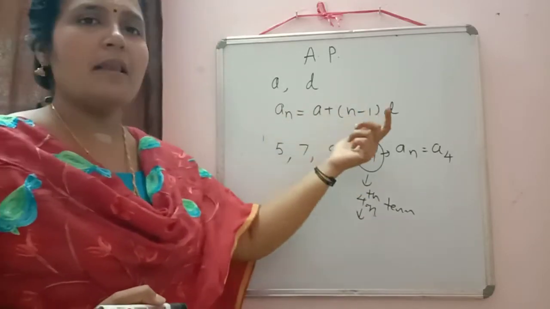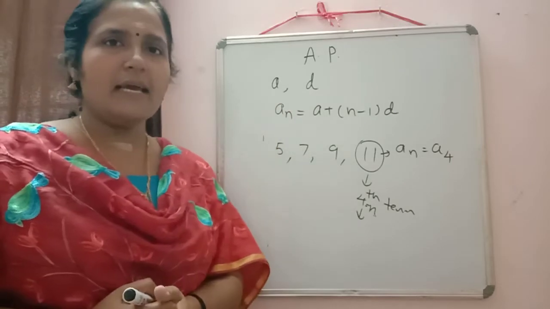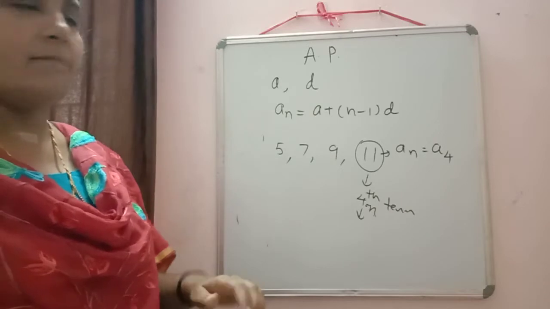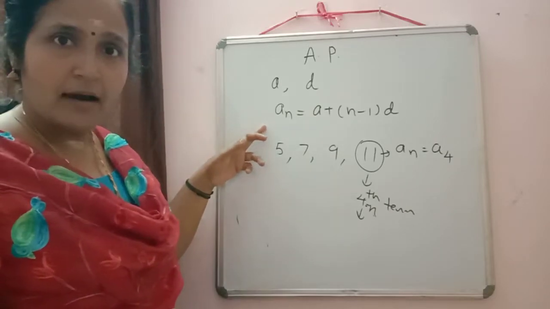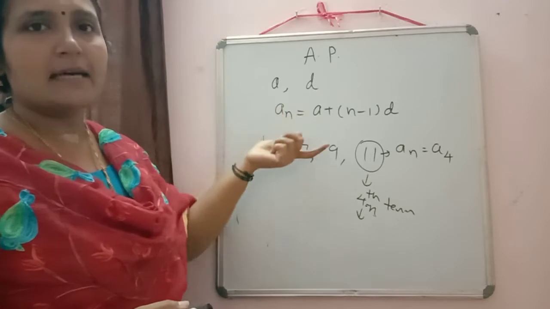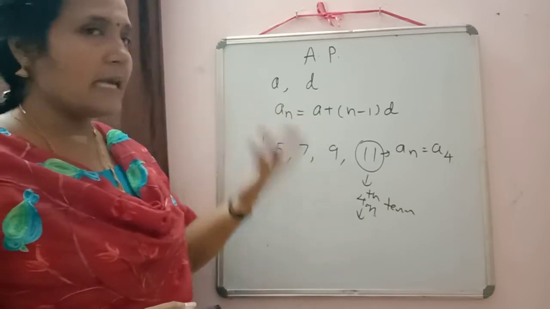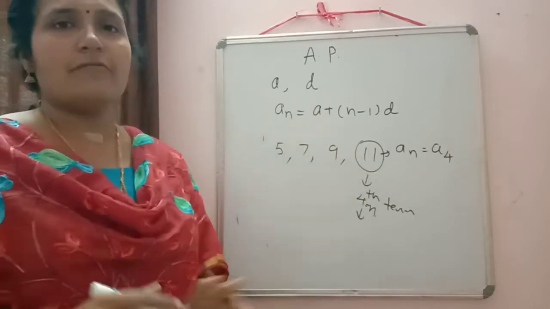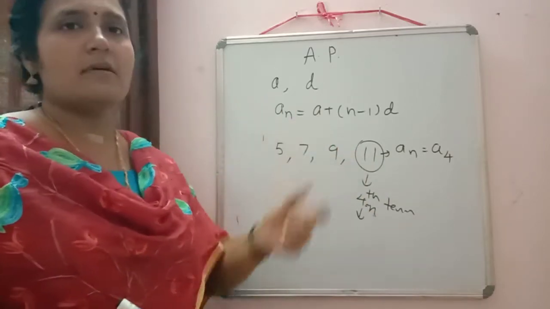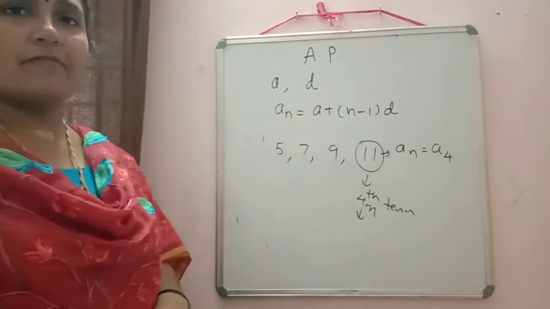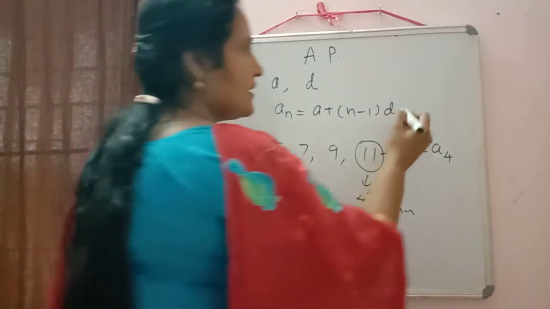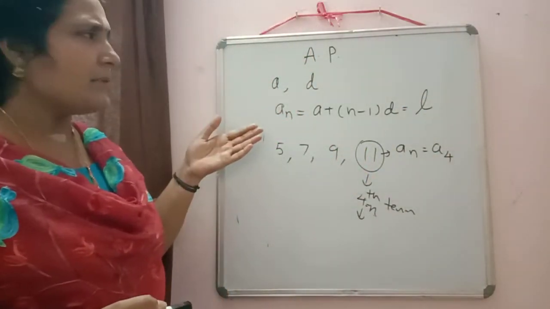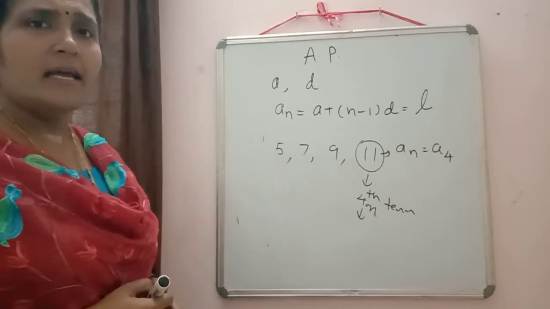So using this formula we can calculate any term of the AP, and this formula is also known as the general formula of AP. Why do we call it the general formula? Because by substituting n is equal to 1, 2, 3, 4 or anything, we can find any term of the AP. That's why it is also called the general term, and sometimes it is denoted by the letter L. In some textbooks it is written as the last term of the AP.